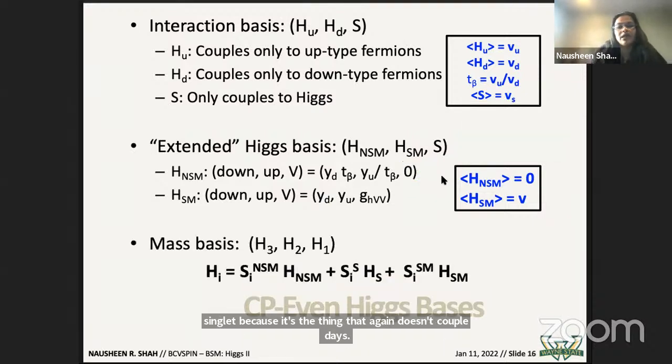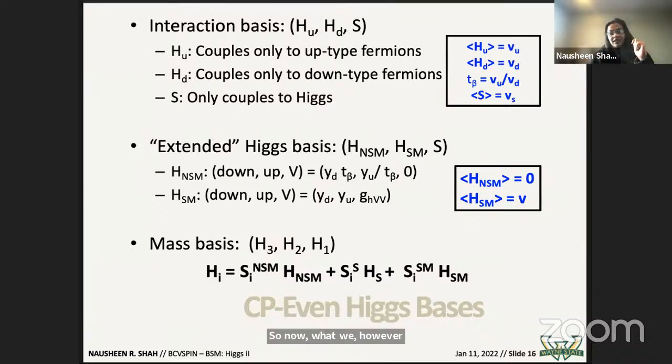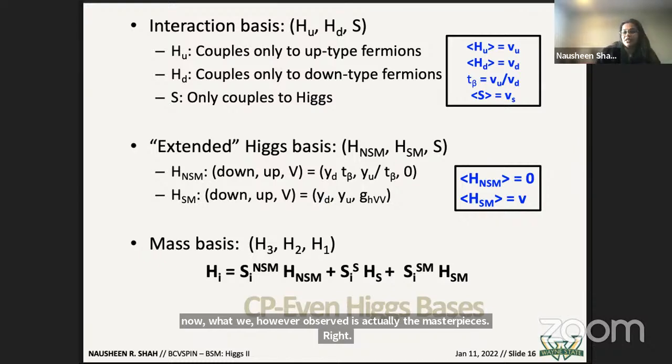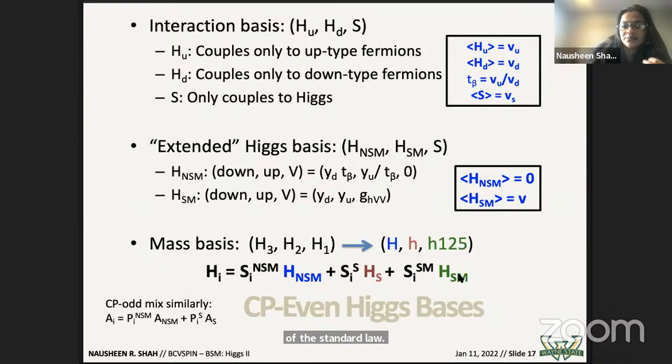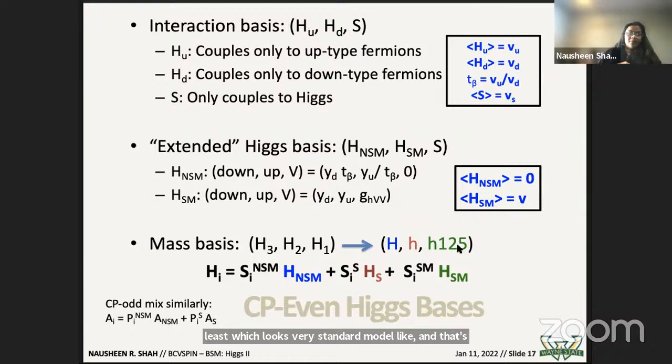Now what we actually observe is the mass basis, and that is going to be some admixture of these three states that we wrote down. So this is what our mass eigenstates are going to look like. They're going to have some component of the non-standard, some component of the singlet, and some component of the standard model. What we know is that we need to live in some regime of parameters where you have at least one state which looks very standard model-like, and that's the one we would think about as H125, the state that we've observed at the LHC.